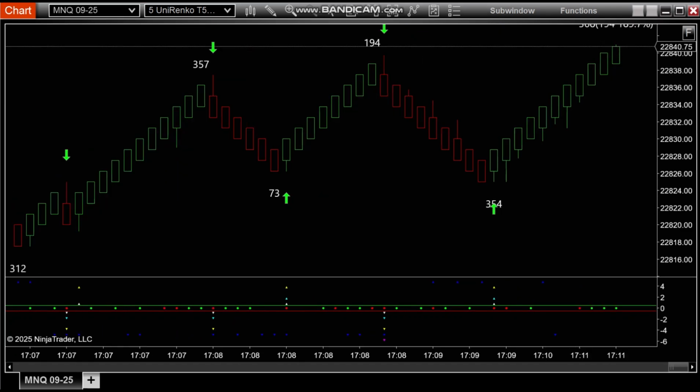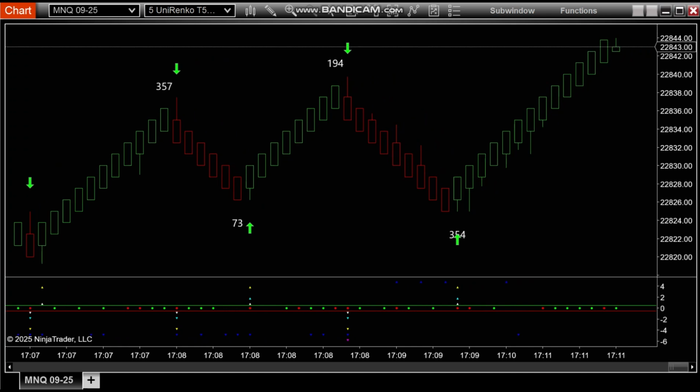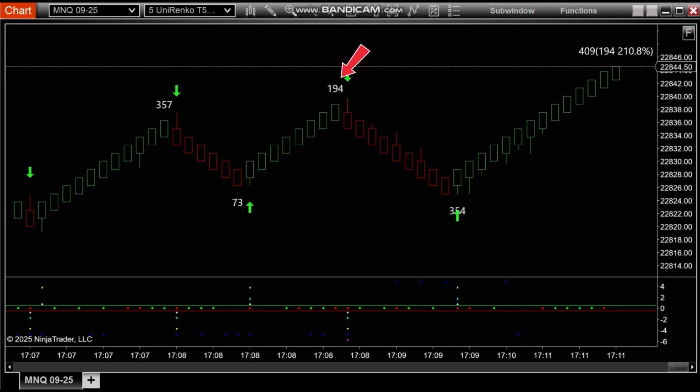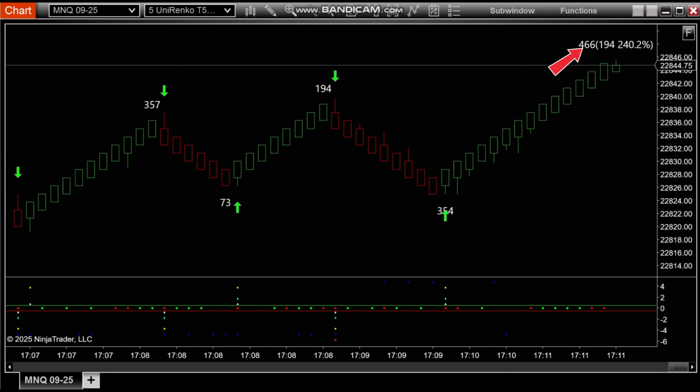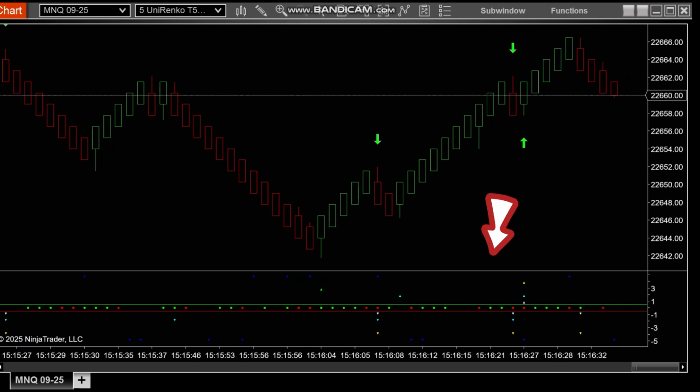The same goes for swing highs. You can see that the previous swing high had an effort index of 194, while the current swing high's effort index is now over 400, and it is increasing until the swing high is finalized and a new swing low is forming. I intentionally left the volume signals enabled in the subwindow so you can understand the principle.